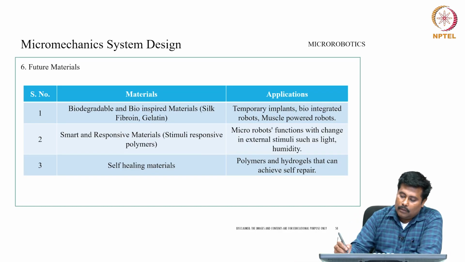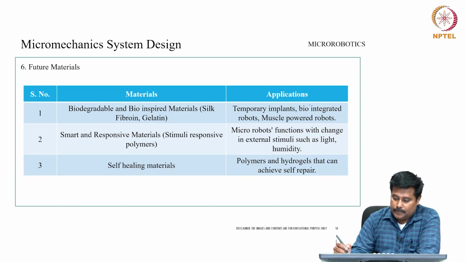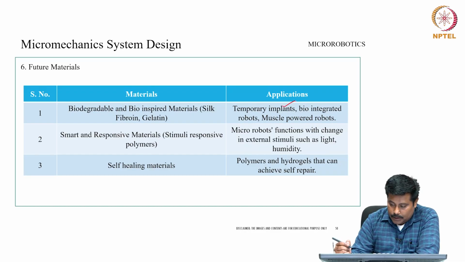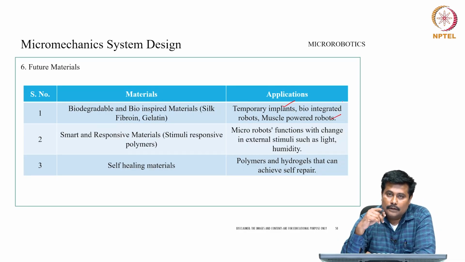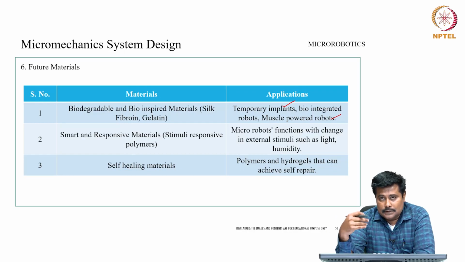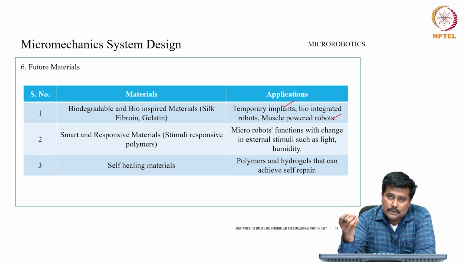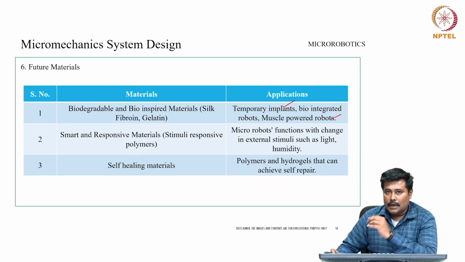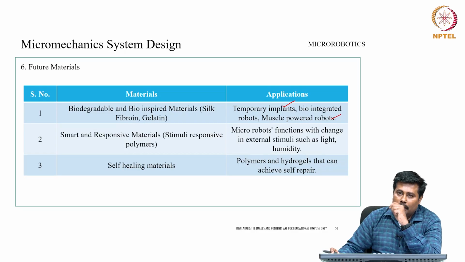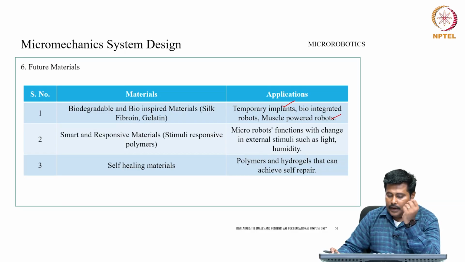So, from the biodegradable point of view, one of the important points is with respect to temporary implants, bio-integrated robots and muscle powered robots. Bio-integrated robots means micro robots which are implanted along with the tissue and work with the tissue for the required characteristics. As far as muscle powered robots are concerned, these are normally polymer based robots which give the required energy density for different applications.